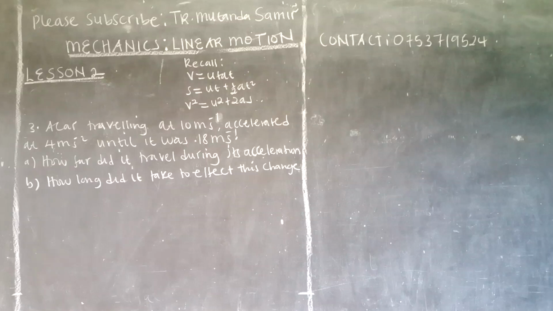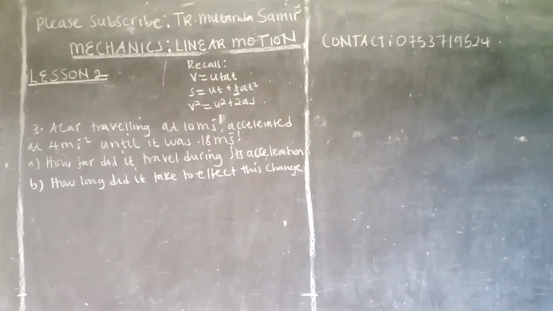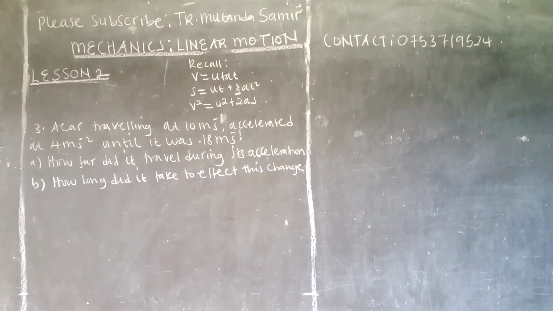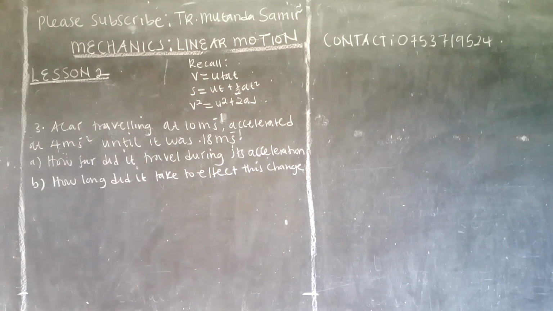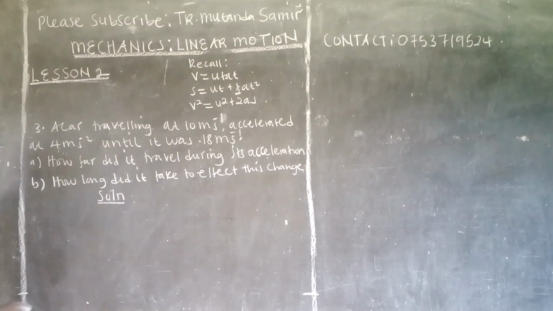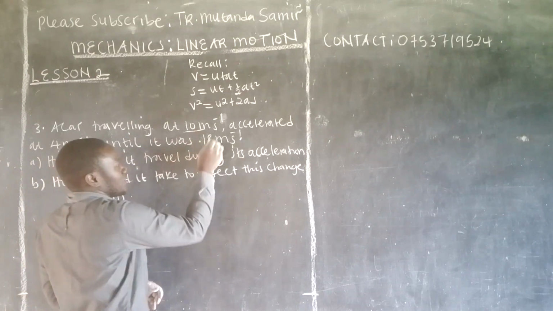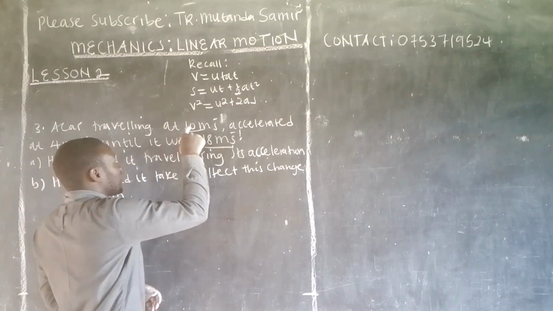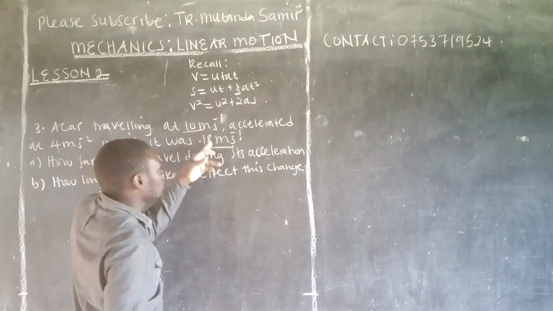Okay, now we have example 2. They're saying a car traveling at 10 meters per second. Let's summarize straight away. So now the solution. Traveling at 10 meters per second, accelerated at 4 meters per second squared until it was 18 meters per second. So you have two velocities, this one and this one. That does not mean the initial; this is final.